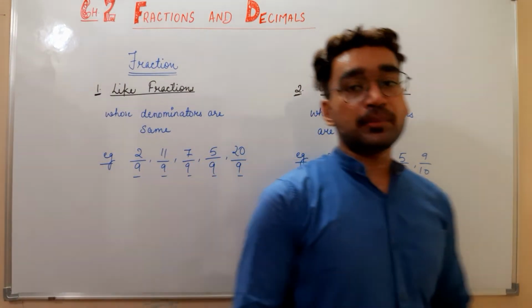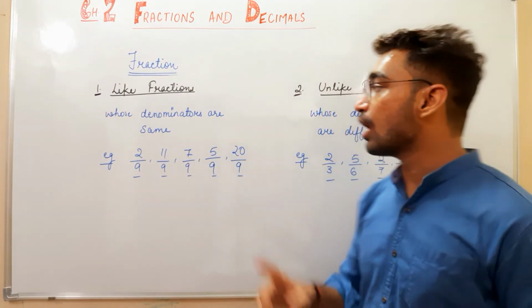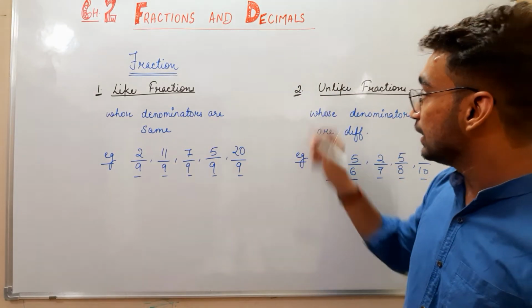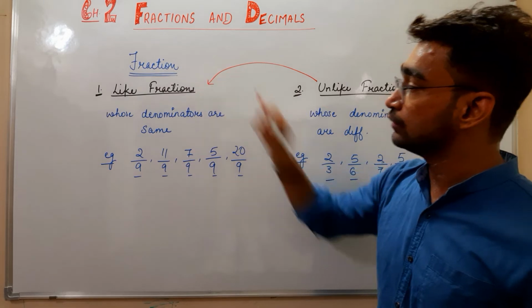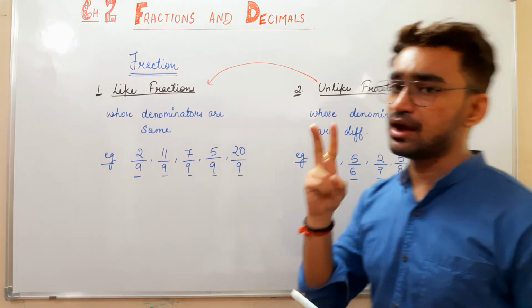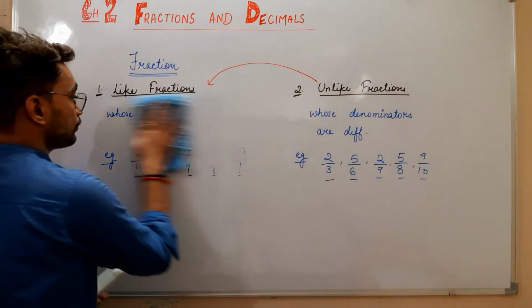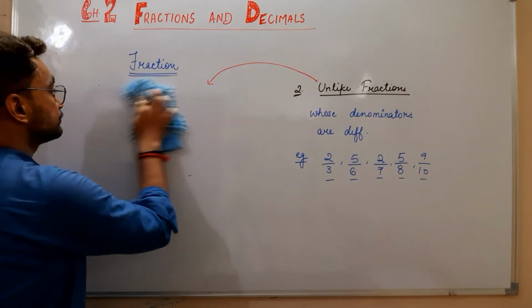Now a thing is coming here that we should know how to convert an unlike fraction into a like fraction. That is a very important thing. Conversion of an unlike to a like fraction. There are two ways to convert that. Let us see how to convert.